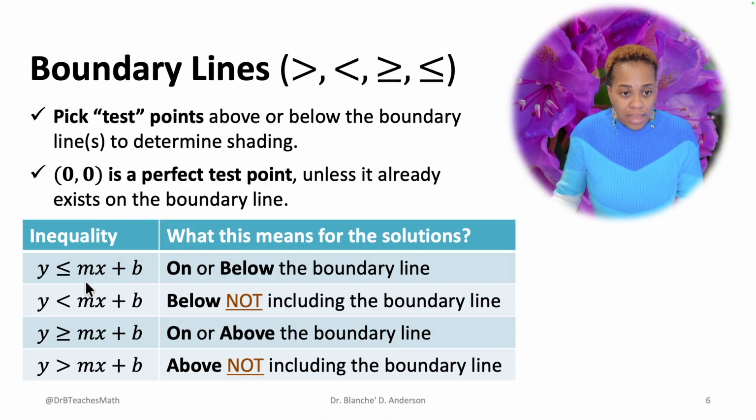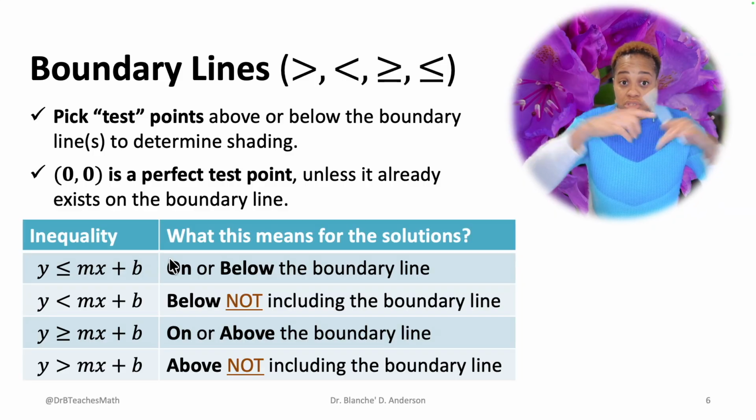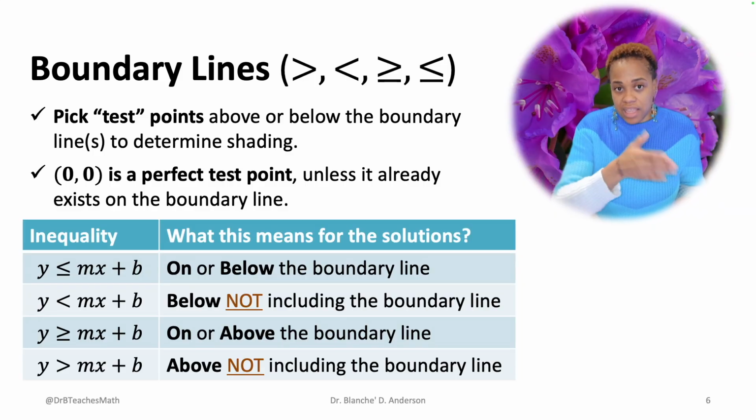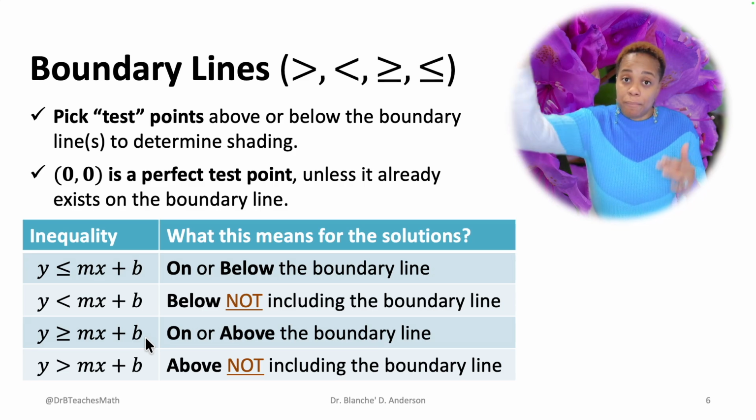So if it's y less than or equal to mx plus b, that means you're going to shade on or below the boundary line. Depending on how your line looks, if your line is vertical, you have top and bottom, or if it's slanted, you have left or right. So that's what that means. If it says less than, you're going to shade below, but not including the boundary line. This is where you're going to have a dotted line, okay? Y greater than or equal to mx plus b, you're going to shade on or above the line.